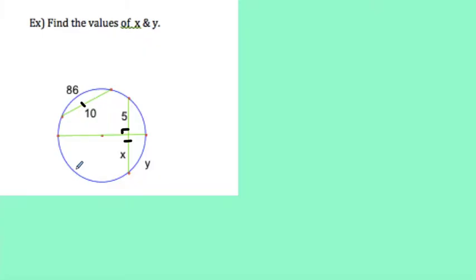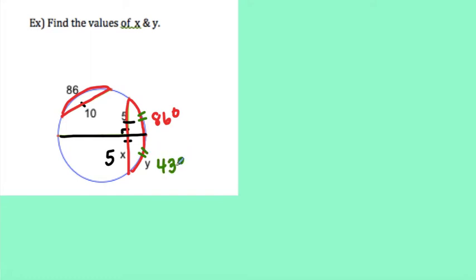All right, here's another one. I see that I'm trying to find the value of x and y. Well, I see that these chords are congruent, so I already know that this arc and this arc are equal. So I know that whole arc is 86 degrees over here. But I see a diameter that's perpendicular to a chord, which means that it's bisecting the chord, which makes x 5. But if it's bisecting the chord, it's also bisecting the arc, which makes y 43 degrees.